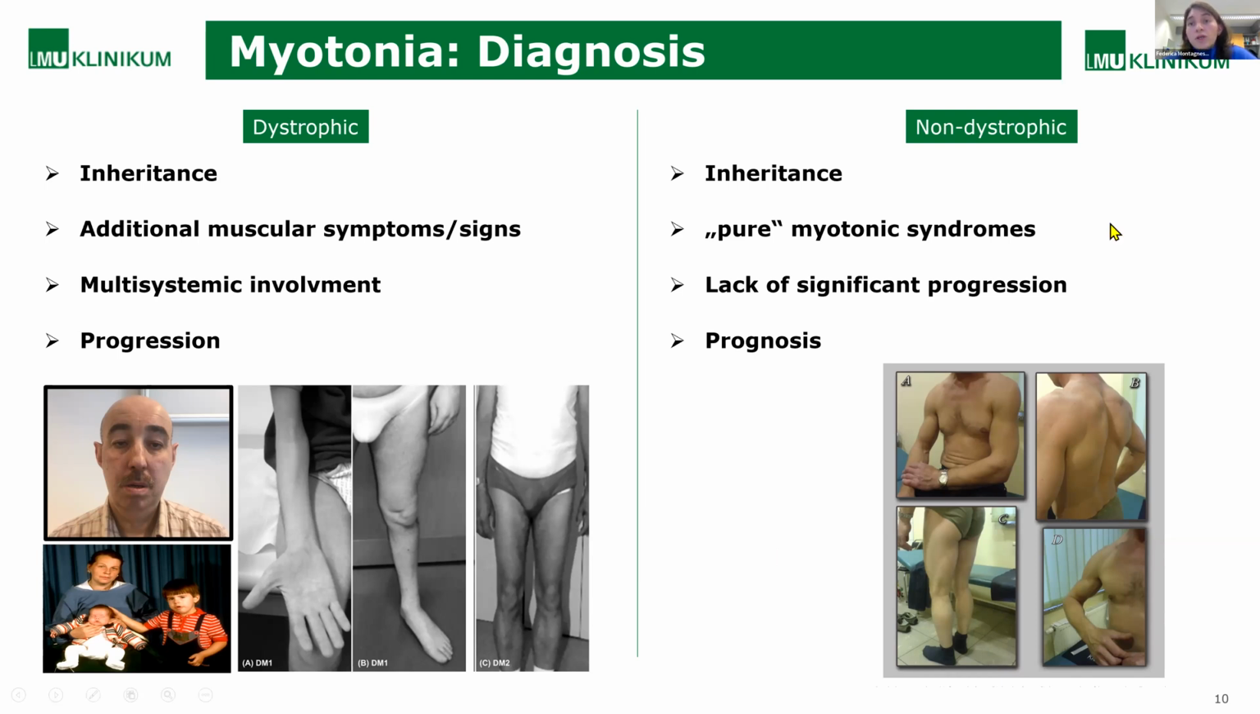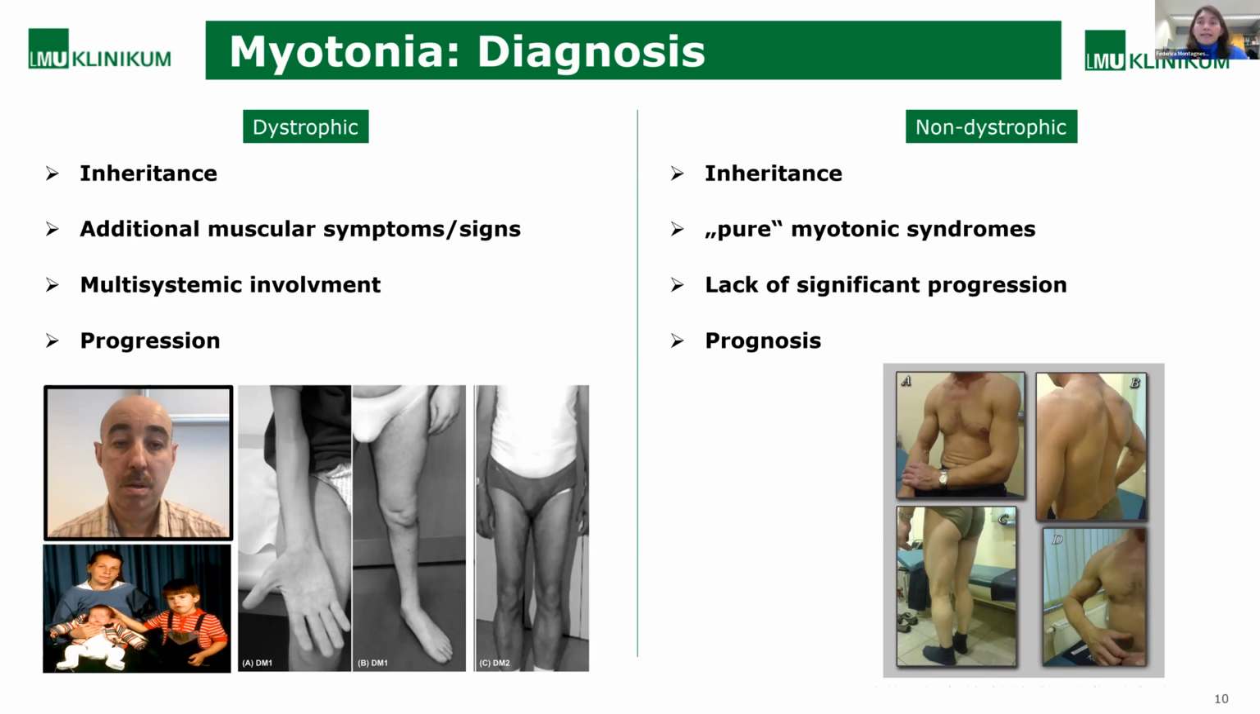On the other hand, patients with non-dystrophic myotonia may have autosomal dominant or autosomal recessive inheritance. They are usually pure myotonic syndromes, so we really have myotonia as the most prominent symptom, often associated with muscular hypertrophy and this athletic aspect. In some cases, we could have also weakness or episodic weakness, but there is a lack of significant progression and therefore mostly a much better prognosis.